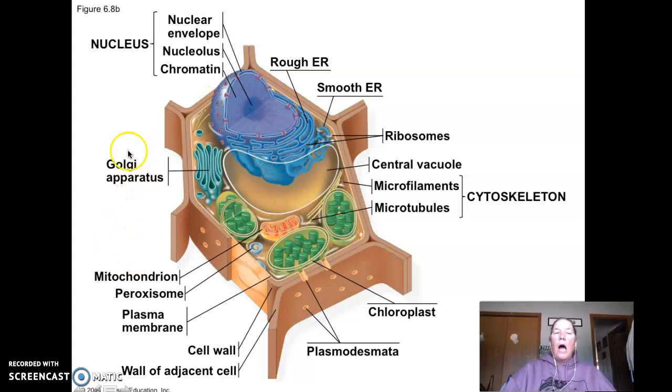Okay. So I'm going to end here, and then we'll start talking about the organelles individually on the next one. But we got a good start on what cells are. Make sure that you do your assignment that follows.